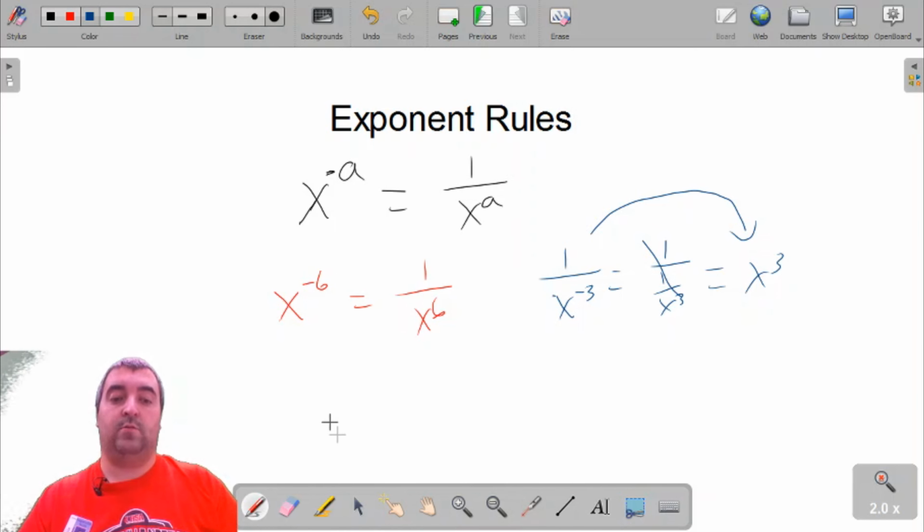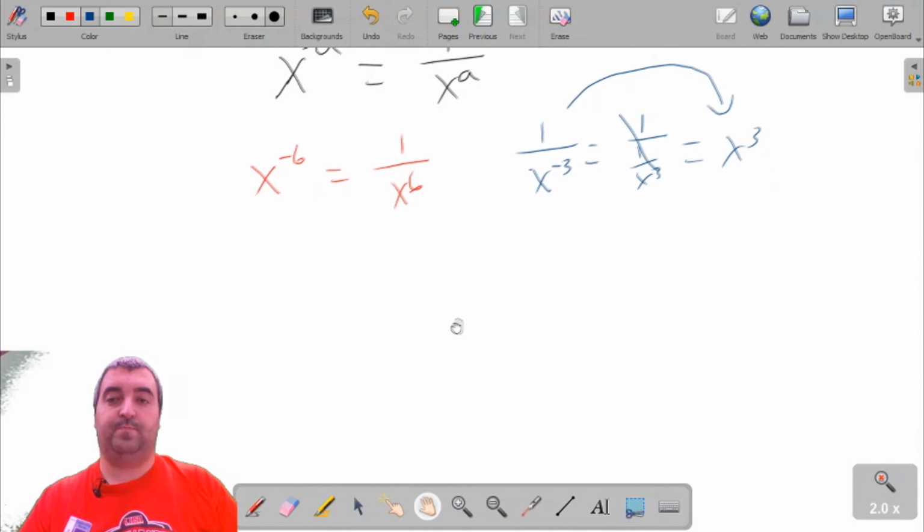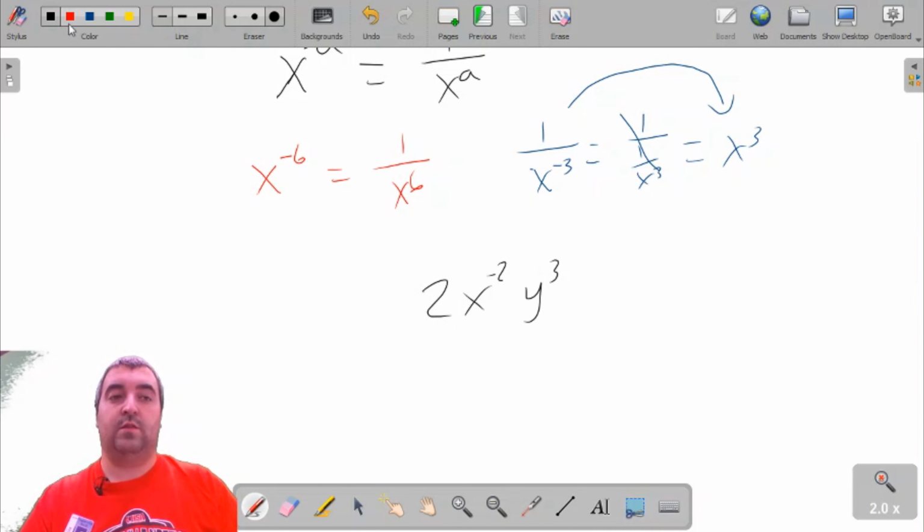Okay? Now, one other thing I'd like to point out here is if you have multiple things, so like let's say we have 2x to the negative 2nd and y to the 3rd. Okay, so this negative 2, because there's no parentheses, the only thing this negative 2 is applied to is the x. It is not applied to the 2, it is not applied to the y. So for this guy, all that's going to end up happening is that this x to the negative 2 will switch to the denominator and become positive.